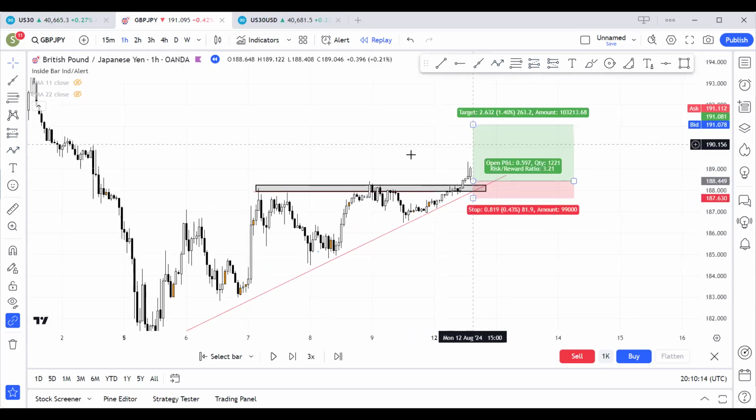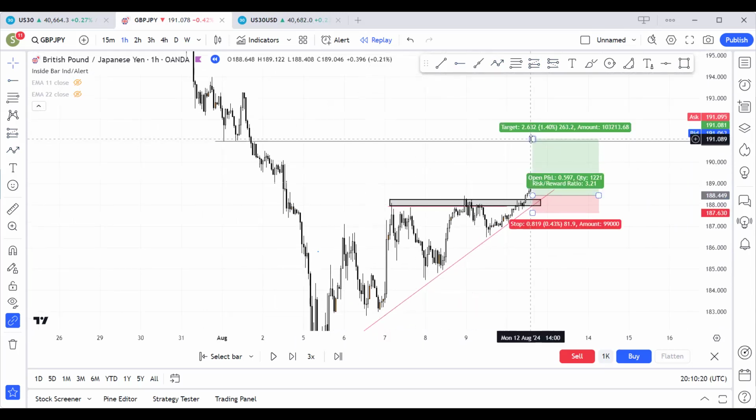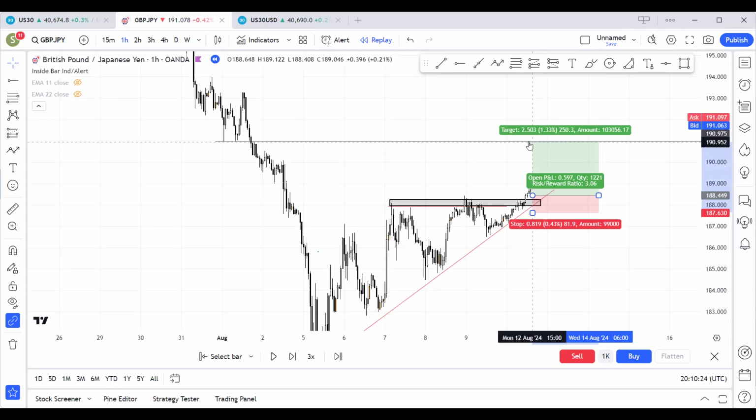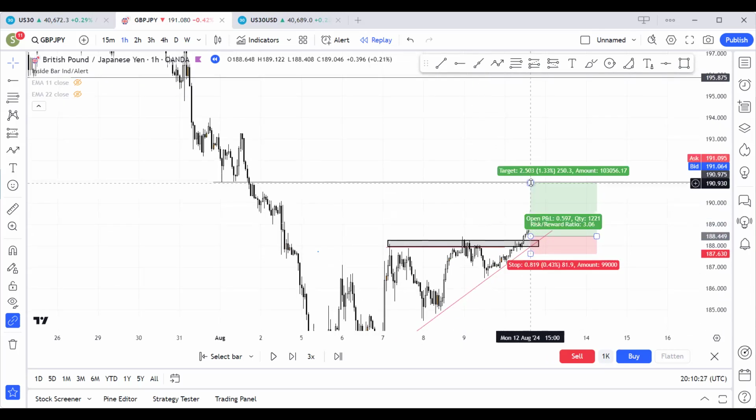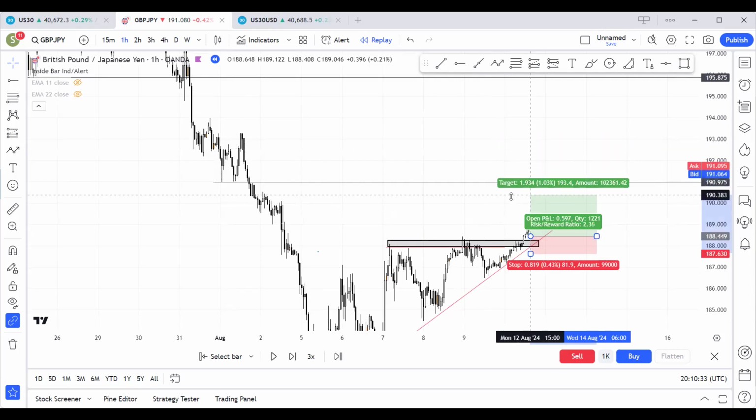Okay, and then if we check here on the left, let's find an area where we can put our TP. Normally I go for 1:2. I know for swing traders you have a bigger risk to reward, but for me, I normally go for 1:2.